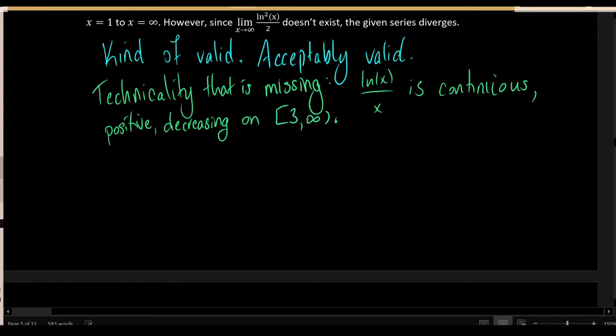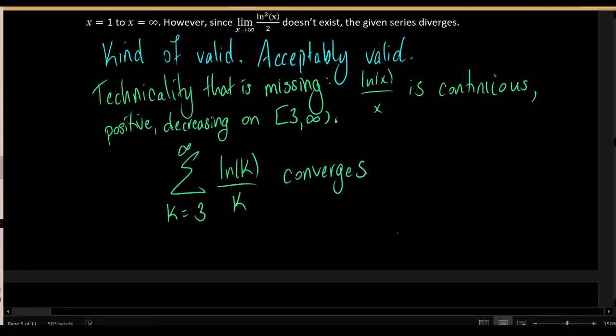So technically, what we can safely conclude is that the sum, as k goes from 3 to infinity, of natural log of k over k, does converge. But remember that convergence of a series does not depend on the series' starting position. Starting position affects the series value, but it does not affect whether or not the series has a value. So if you know that the series starting at 3 converges, it must be true that the series starting at 1 converges.